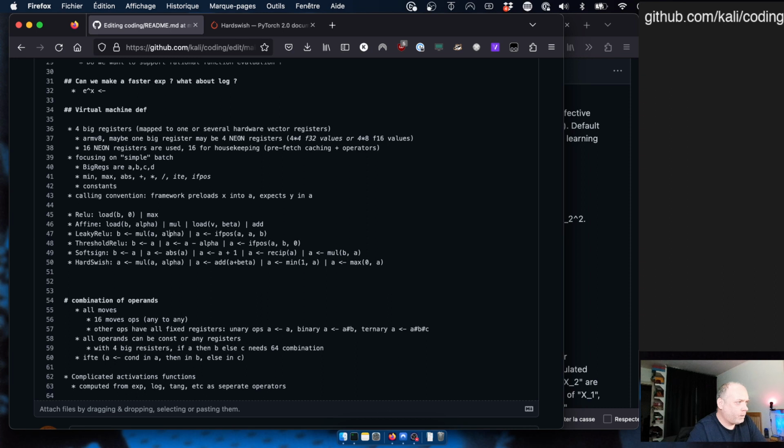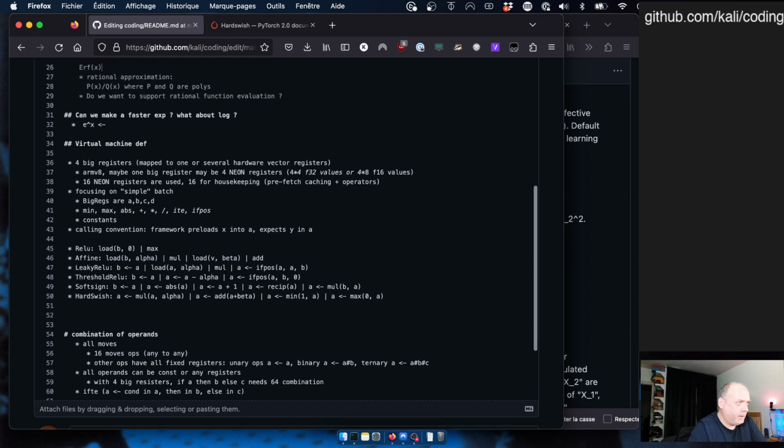Leaky. So I need to load alpha, and I need to move A away. Yep. So I'm going to put X in B like that. Then I'm going to load in A. I'm going to load alpha. I'm doing mul. Yes.